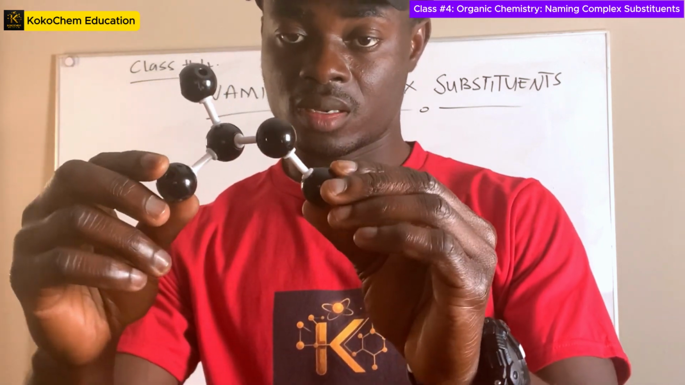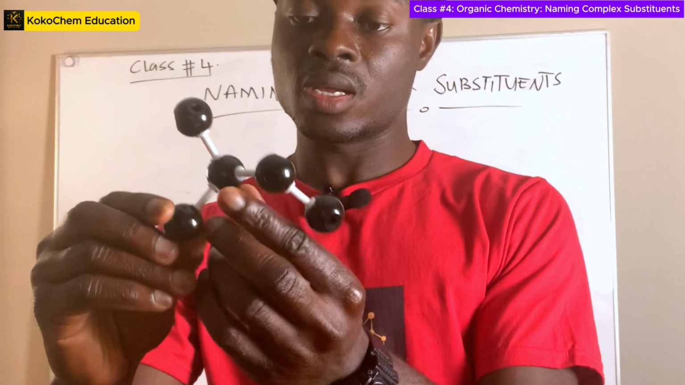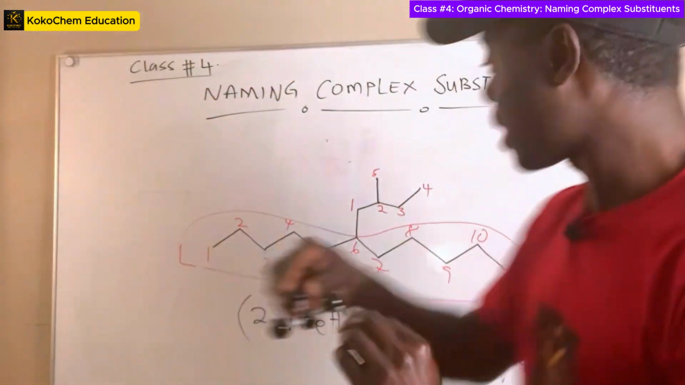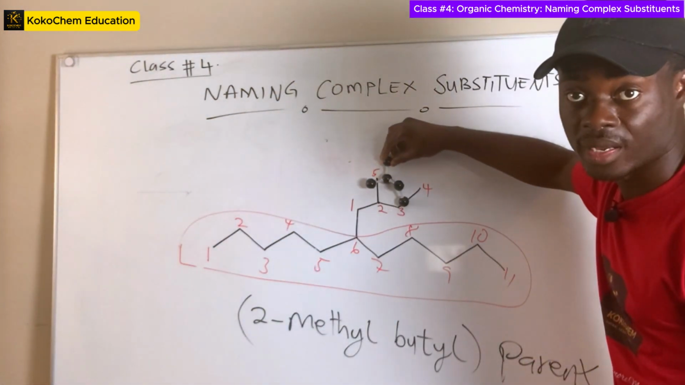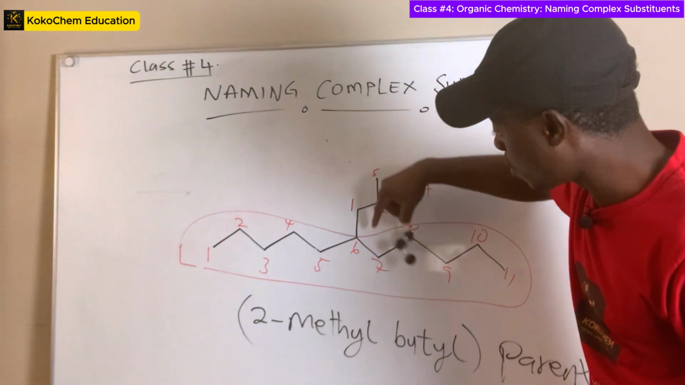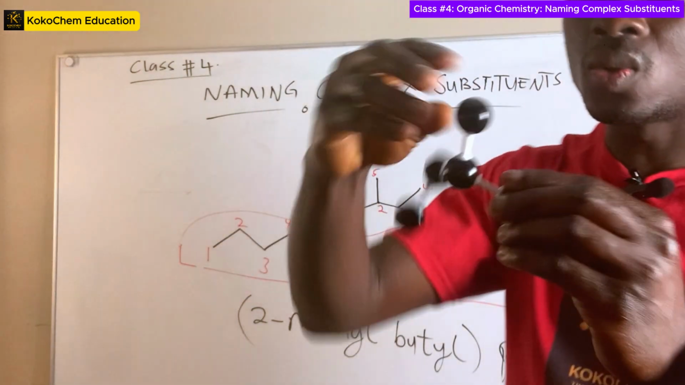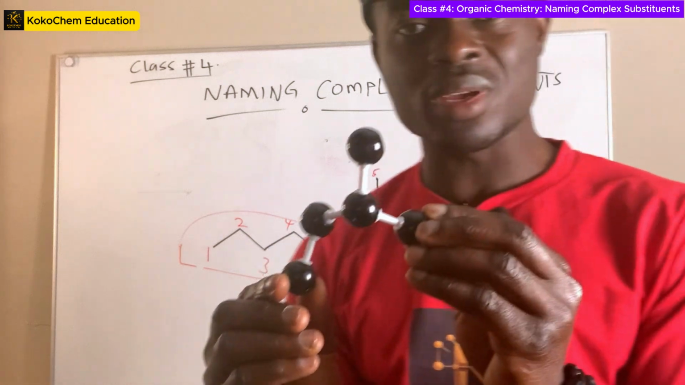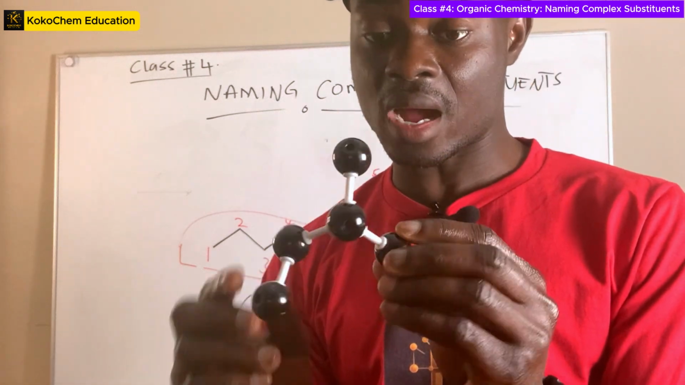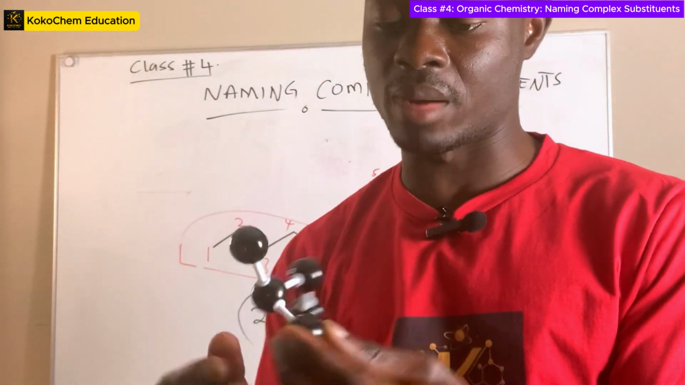Okay. You see the continuous chain. This is the substituent we are talking about. This is the whole substituent here, 5 carbons on top of carbon 6. So this is a substituent, but it is not a simple substituent. That is why I am showing you step by step how you name them.